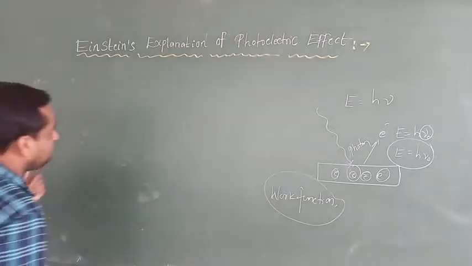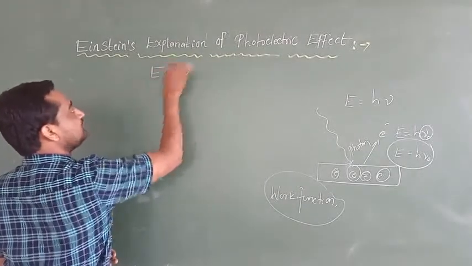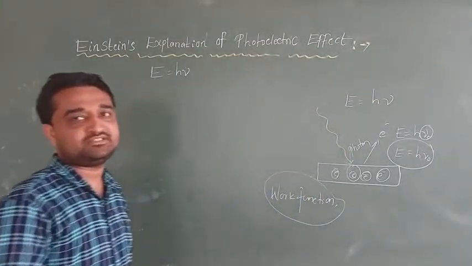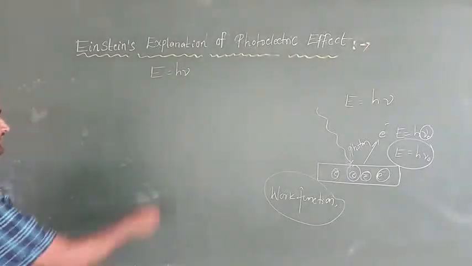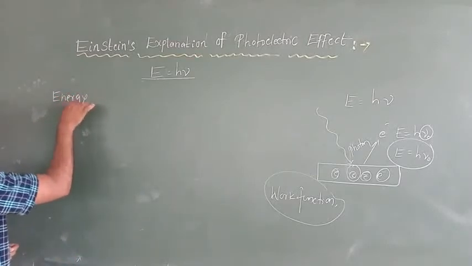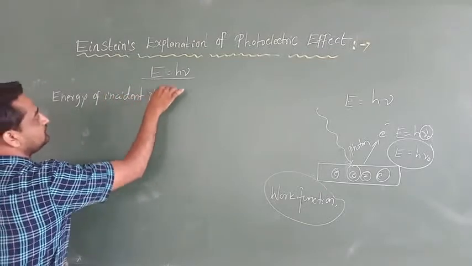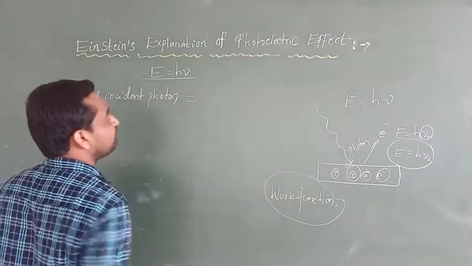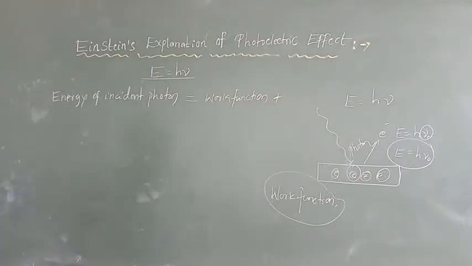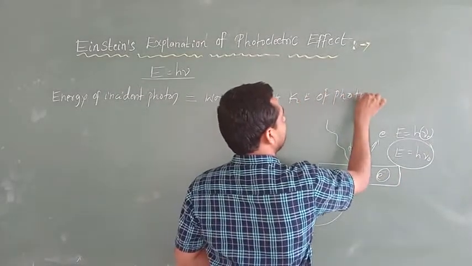photoelectric equation. So according to the law of conservation of energy, if the energy of the incident photon is E is equal to h nu, some amount of energy is required for the work function, and the remaining energy remains as the kinetic energy of the free electron, that is the liberated electron. So now let us write: the total energy of the incident photon is equal to the work function plus the kinetic energy of the photoelectrons.